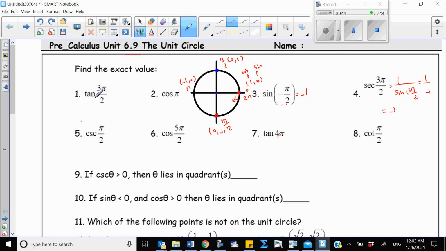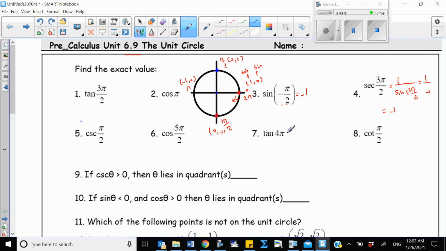I want to find tangent of, let's find 4 pi this time. Tangent of 4 pi. So where's this angle? If I start from here, half of the circle is pi. Full circle is 2 pi. So it's 1 pi, 2 pi, 3 pi, and 4 pi. So 4 pi is located here.